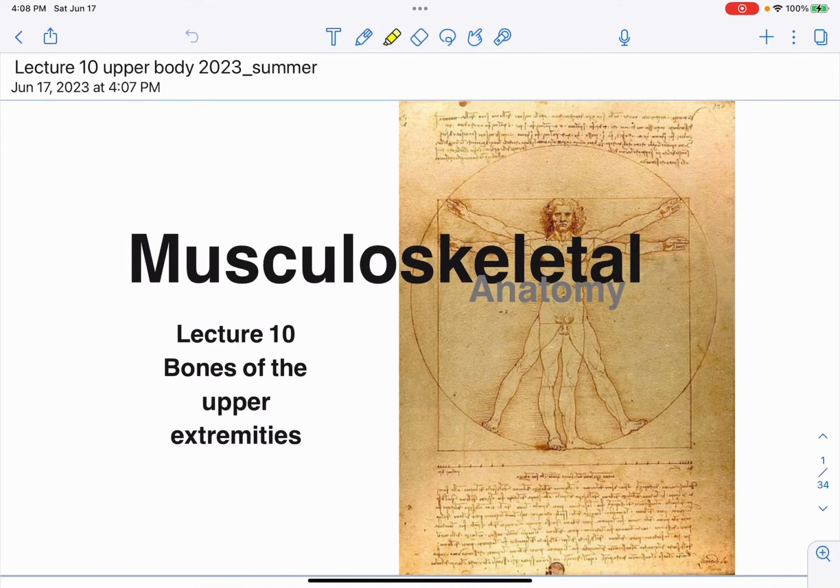This is lecture 10, and we're now going to finish the upper extremities. So we're going to talk about the ulna and the radius, how it articulates with the humerus, and then move through the arm and down distally to talk about the wrist and the digits.